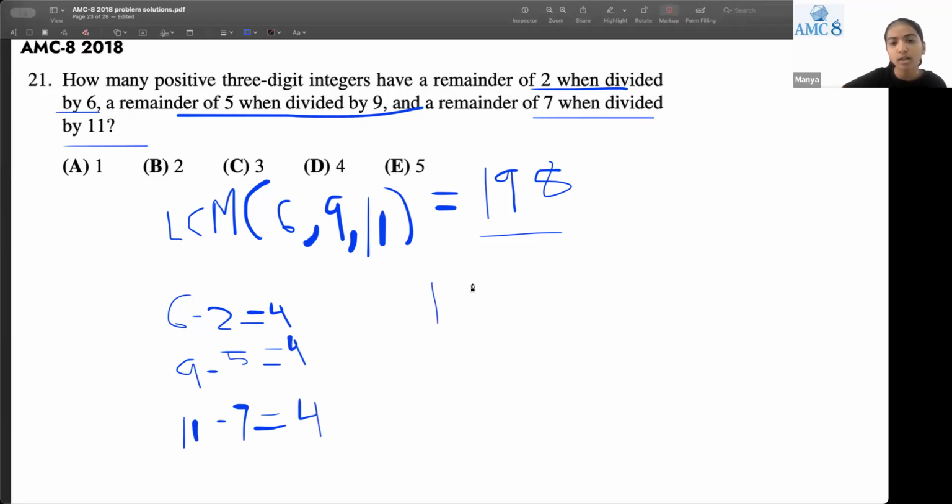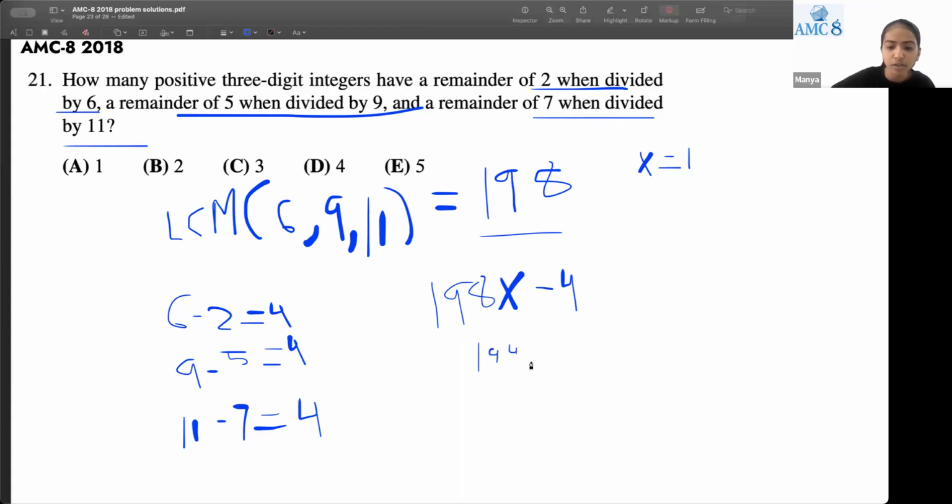So then, since we're asking for the three-digit integers that are a multiple of 198 minus 4, we can write 198x minus 4. This is going to be our equation for the three-digit integers. How many are there? 198x minus 4. Suppose x is equal to 1. Then we can do 198 times 1, which is equal to 198, minus 4. So 198 minus 4 is going to be equal to 194.